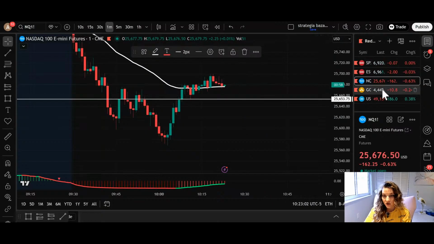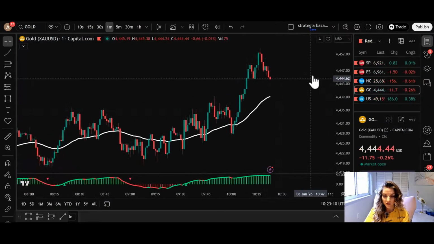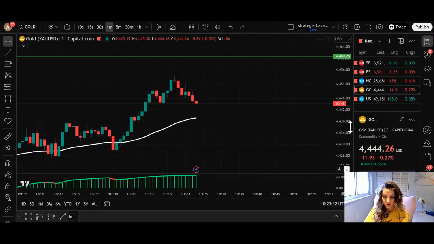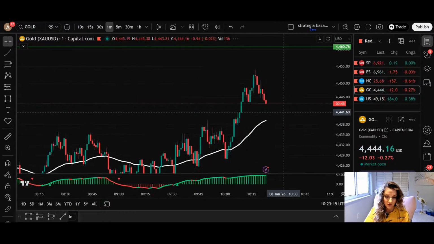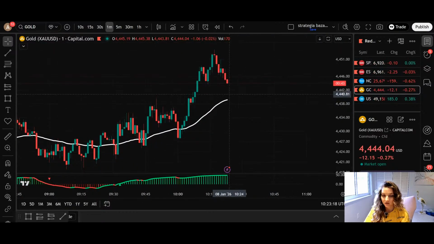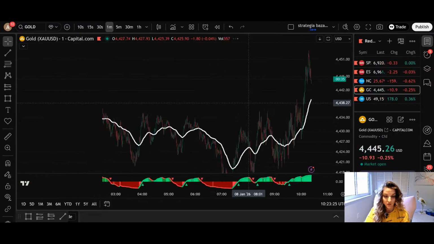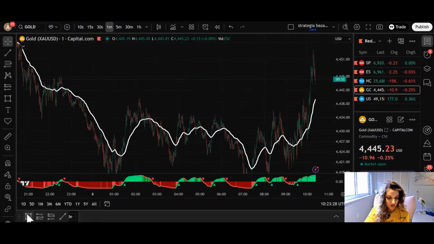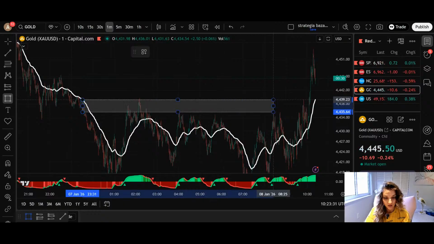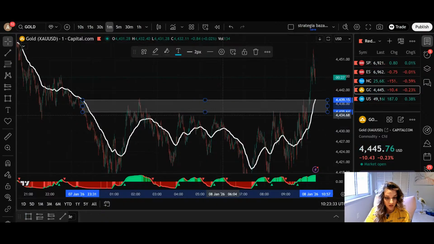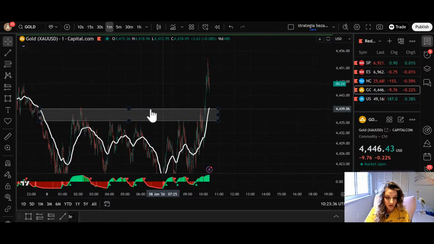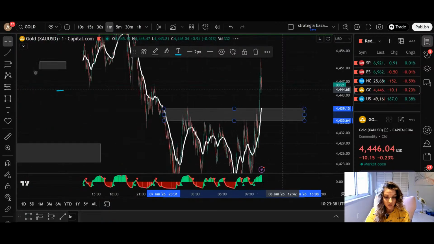Let's open the gold chart. Here we go, the gold chart. This is the gold. I'm waiting for it to come back to the EMA. You can see it touch here the EMA. It acts as a support. So I see how it reacts when it came back to EMA. But I also have here this area. So if it comes back to EMA or this area, you can go in a long.